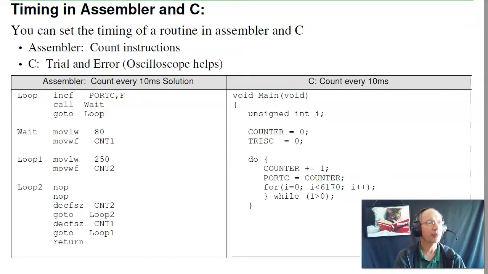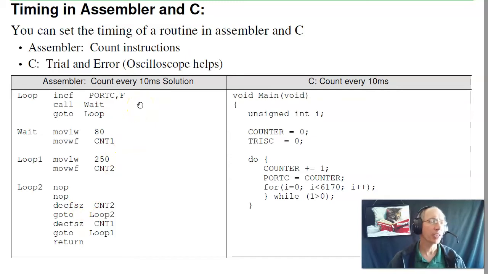In assembly, for example, if I want to have a 10 millisecond wait routine, what I could do is set up a loop so that I burn 100,000 clocks. This inner loop has 1, 2, 3, 4 instructions plus 1 for the go to, 5 times 250 times 80. Set up these loops and eventually get the timing so it waits 100,000 clocks, or 10 milliseconds.